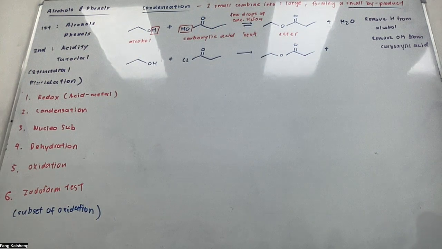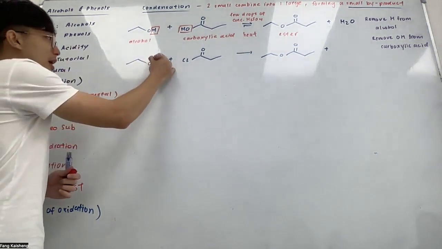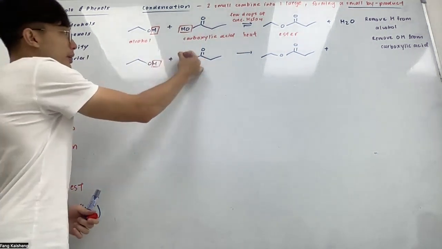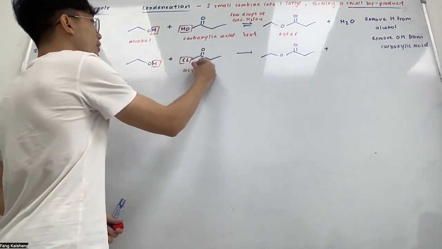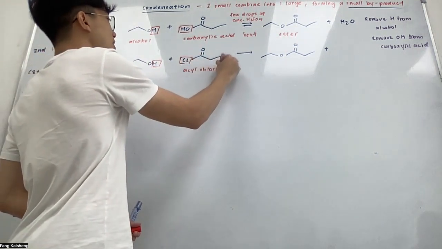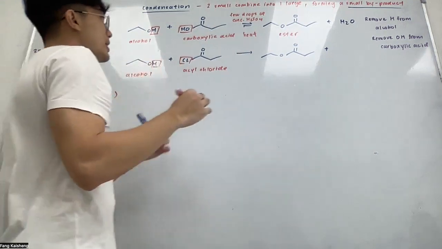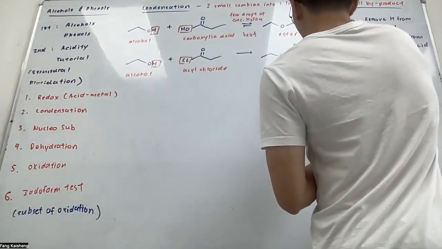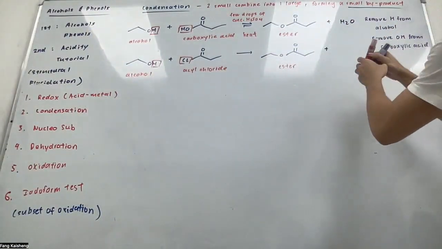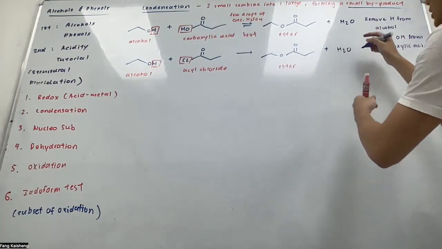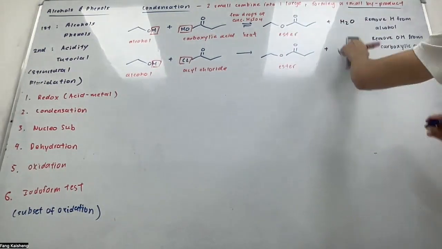The byproduct here is clearly H from alcohol, Cl from acyl chloride. This forms my HCl. It's also a small byproduct, so it's still fine. And more importantly, I can still get back my ester. Okay? Not H2. It's HCl.